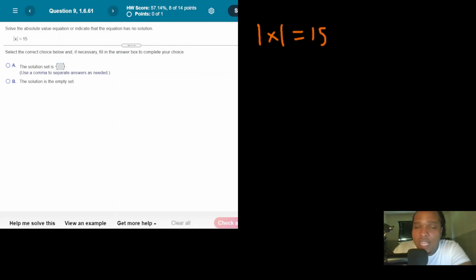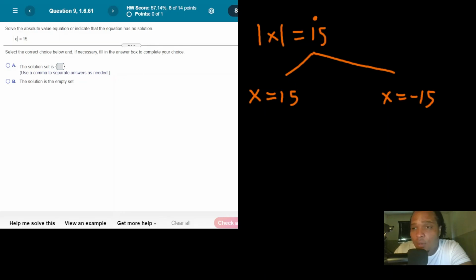So the absolute value of x is equal to 15. So all you do, you're basically going to branch those off. What you do is you let it out of the absolute value. So x is equal to +15. We have the positive version. And we have x is equal to -15, the negative version. That's it. You take the negative version of whatever this guy is right here, put it on the right, and you take the positive version and you put it on the left.